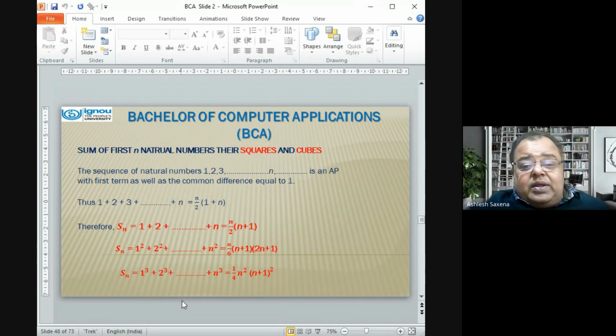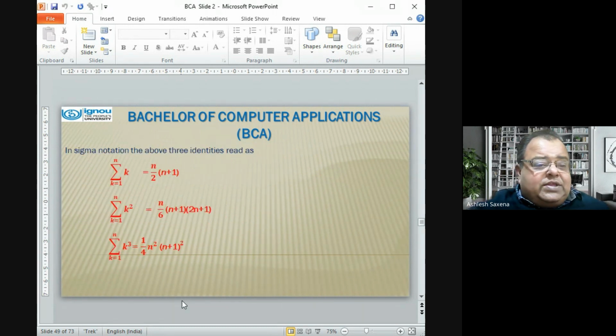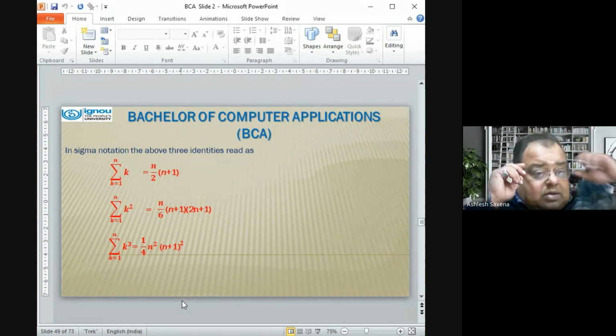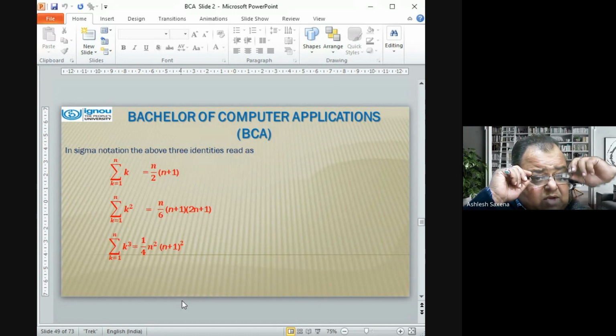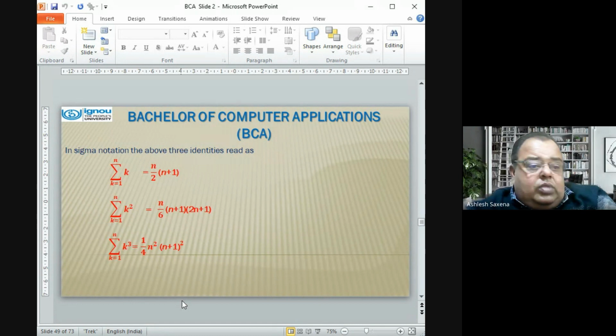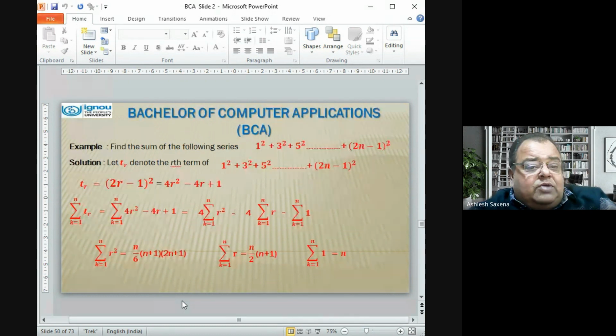Okay, fine. Now, moving further, this is what you have to remember. These are the sigma terms, because I will be using them right now. Summation k is equal to n by 2 into n plus 1. Summation k square is equal to n by 6 into n plus 1 into 2n plus 1. And summation k cube is equal to 1 by 4 n square into n plus 1 whole square. Now the question arises, how to use them.